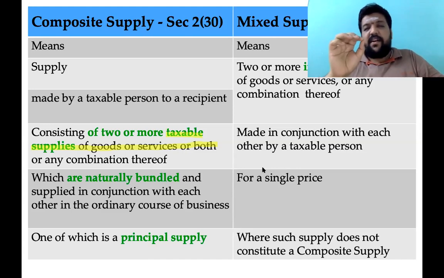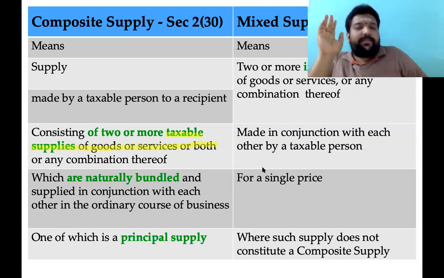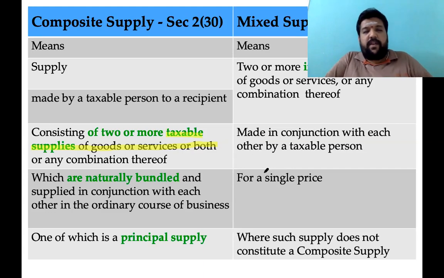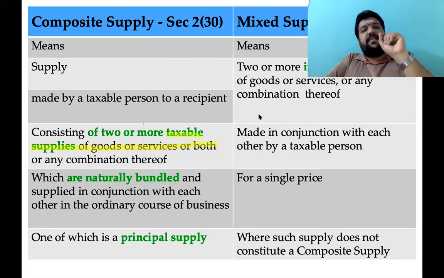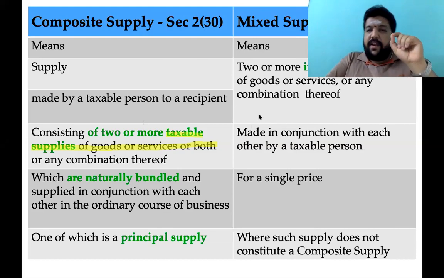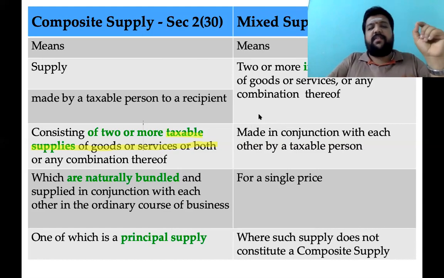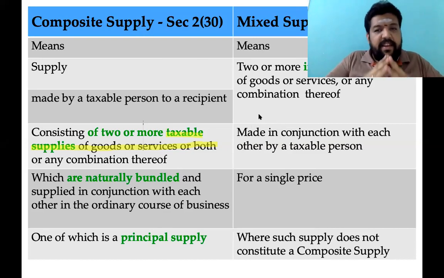First, is it a composite supply or a mixed supply? I want some answers. Some of us would have gone on the premise and perception that healthcare service is an exempted supply. Okay. Healthcare service, no doubt, is an exempted supply today. Earlier, it was a taxable supply. Now, is it naturally bundled? The answer would be very correctly yes.